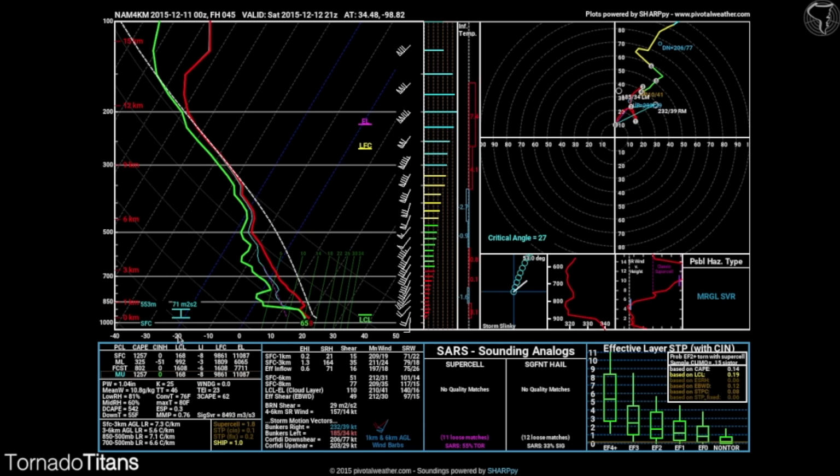You have temperatures again on the bottom. You have the height right here. You hear us talking about 500 millibar jet streaks. Well, it's up in this area.